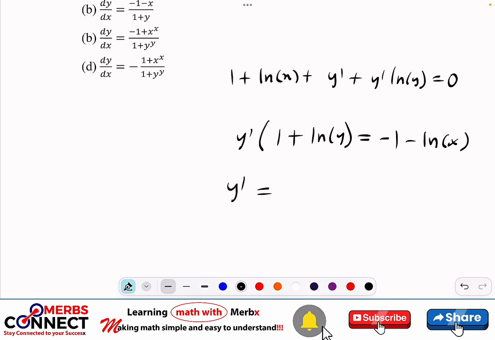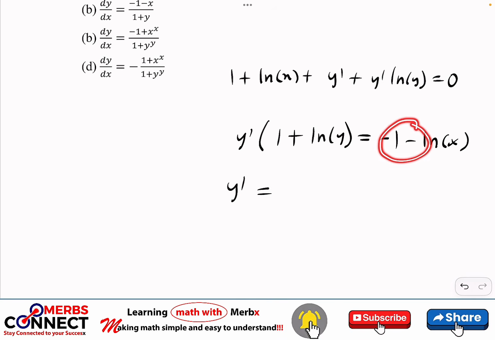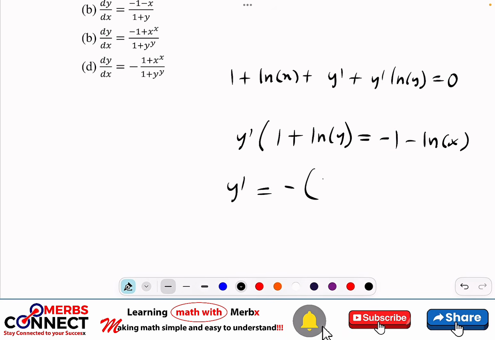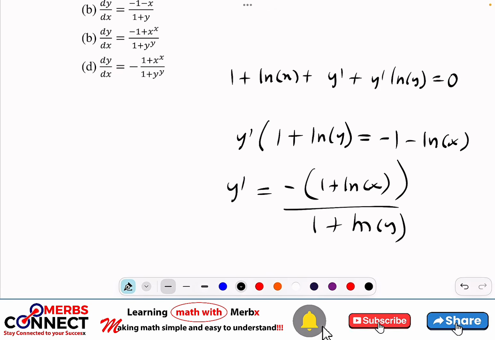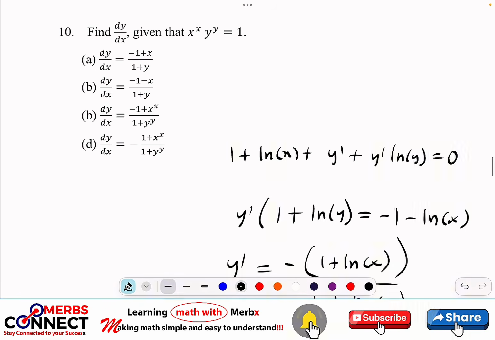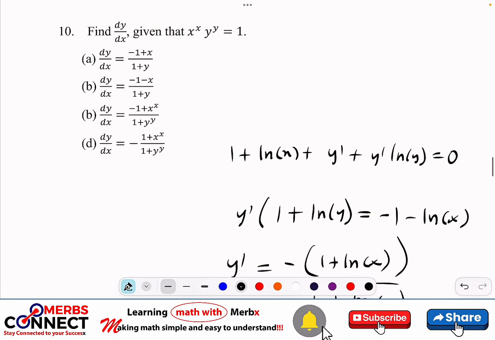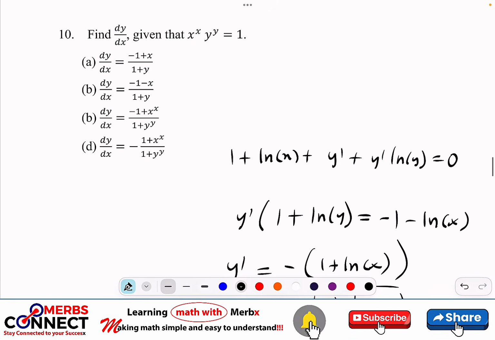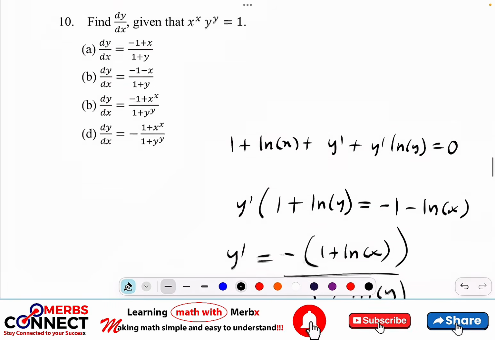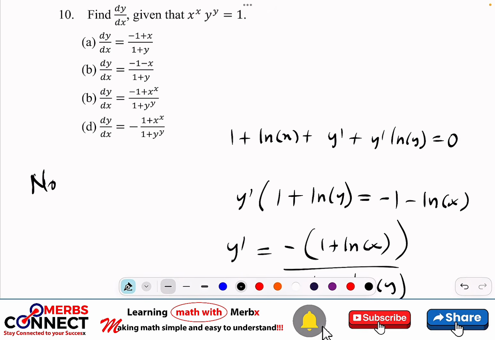So I need y prime, so I can divide it by this. And here I can decide to factor minus 1 out. So minus 1 out, 1 plus natural log of x divided by 1 plus natural log of y. So this is what we need, and none of them is here. Yeah, none of them is here, so no option.